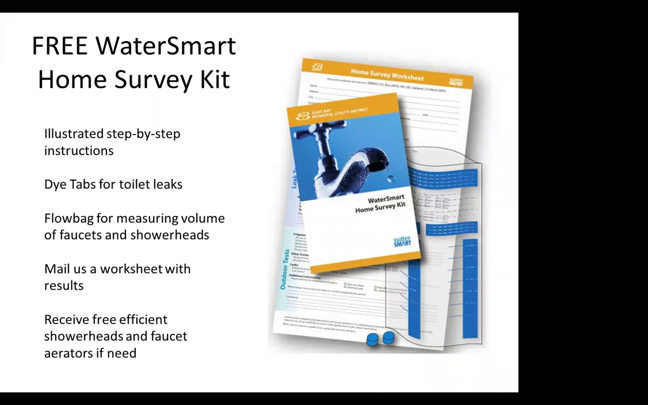So this free kit includes illustrated step-by-step instructions for reading your water meter. It includes dye tablets for testing for toilet leaks and a flow bag for measuring the volume of faucets and shower heads. It also comes with a worksheet so that you can mail back results to EBMUD. On the worksheet, if you found out that your shower heads and faucets were using a lot of water, you can request free efficient shower heads and faucet aerators that we'll send you in the mail. And you can also request to have a consultation with one of EBMUD's water conservation representatives.